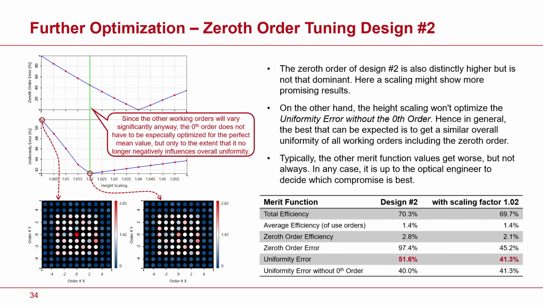Design number 2, however, shows more promising results to this particular analysis of varying the height scaling. Now, just by varying the scaling, we're not going to be able to affect the uniformity of the other orders. So what we hope to achieve with this variation is to minimize the efficiency of the working order so that it no longer negatively affects the overall uniformity. And again, we see more promising results here, a more promising response to that height scaling than in the case of design number 1.